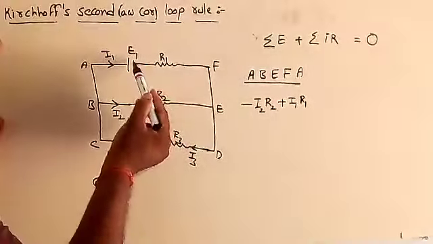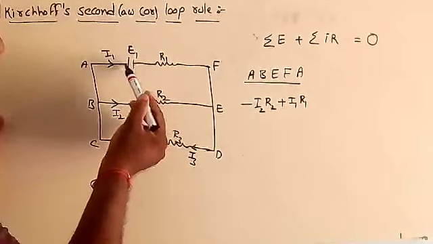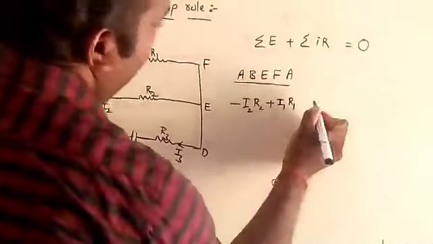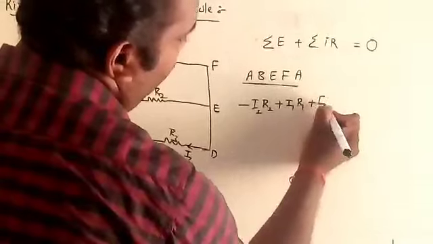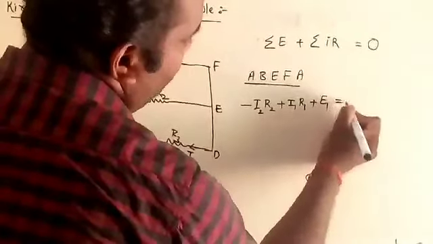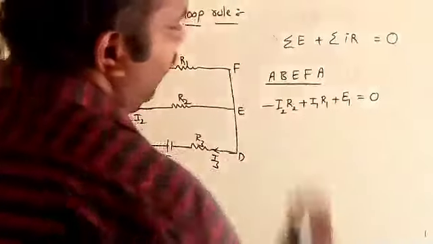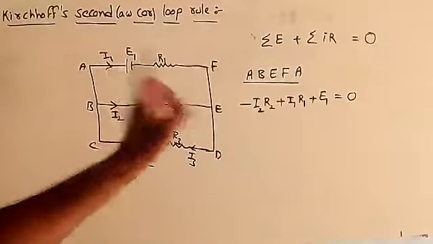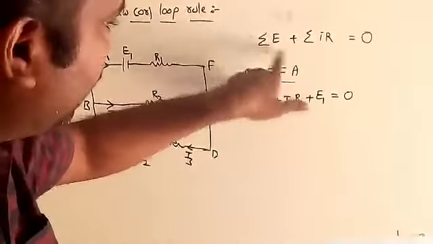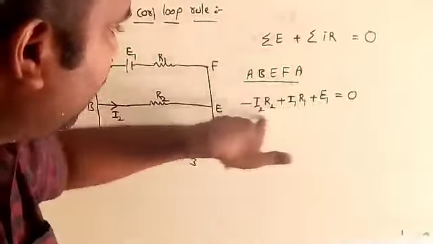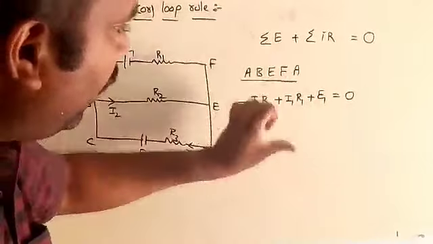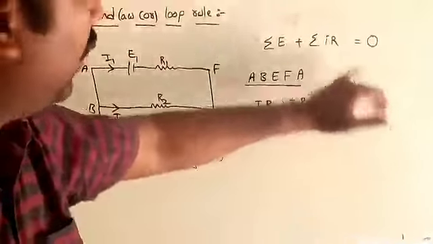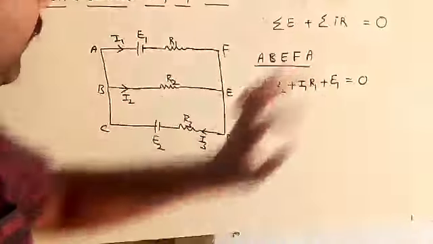Again from the cell, here you are traveling from negative terminal to positive terminal, so that is the reason here you have to take the positive EMF E1, and the sum is equal to 0 according to the statement. Now see, according to the statement, EMFs and potential drops, the total is equal to 0. Now our second law statement is valid.